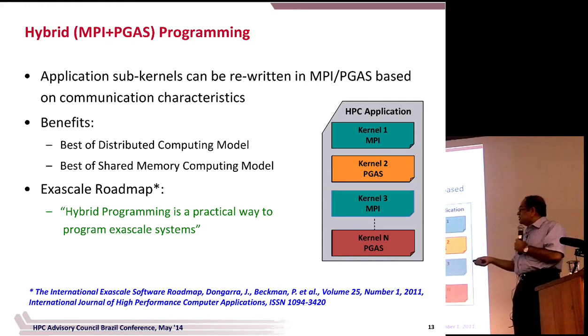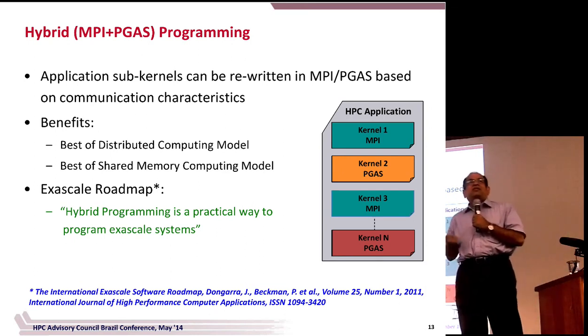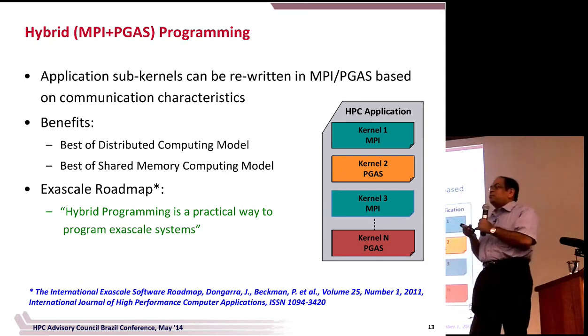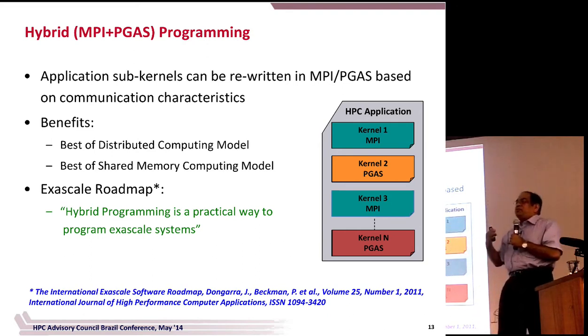And this is exactly what the Exascale roadmap says, if you read this big article. It says that hybrid programming is a practical way to program Exascale systems. And I will show some examples from our group. We have done some of these studies, and I will show the results. You can actually combine MPI with OpenSHMEM, MPI with UPC, and suddenly you see very good speedup, which you cannot get from either MPI or, let's say, OpenSHMEM alone.